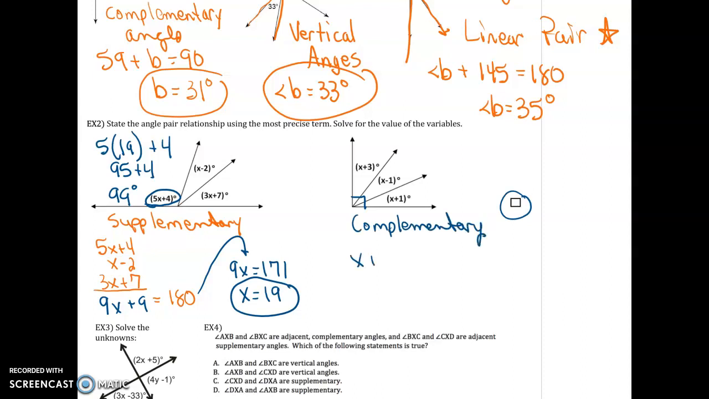And that means when I add them up, I'm going to do the same thing like I did on the other one. Together, they're going to equal 90 degrees. So when I add up all my x's, I get 3x. 3 take away 1 is 2. 2 add the other one is back to 3.